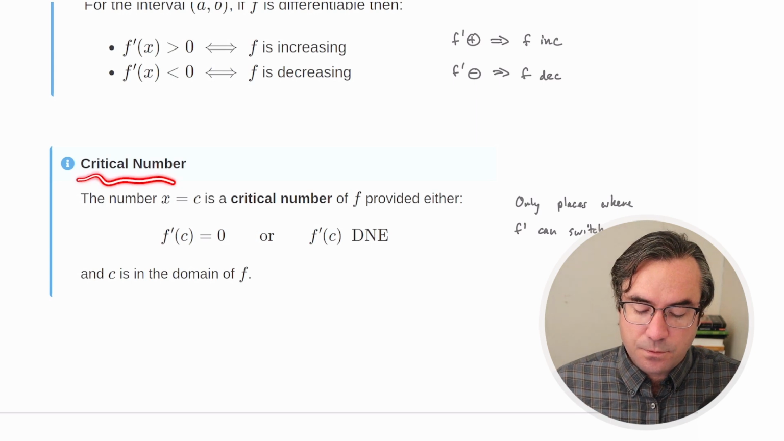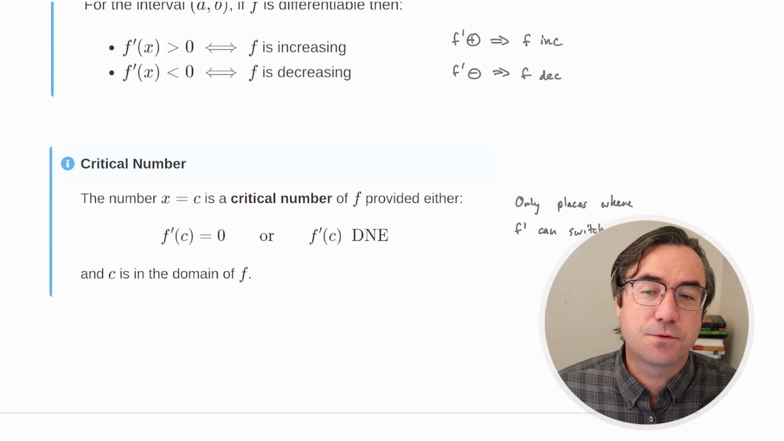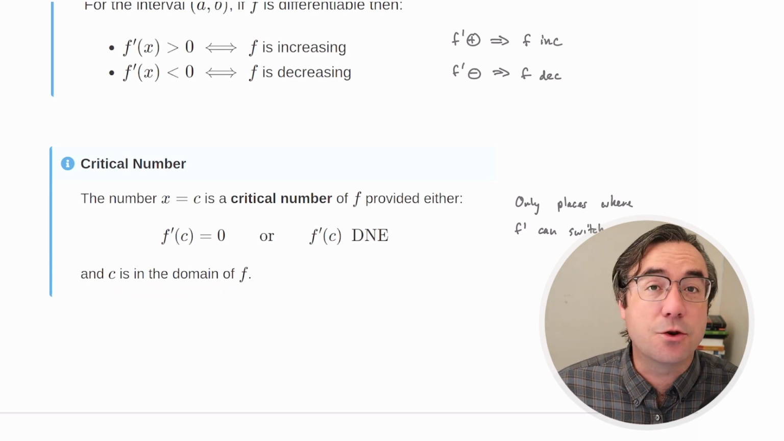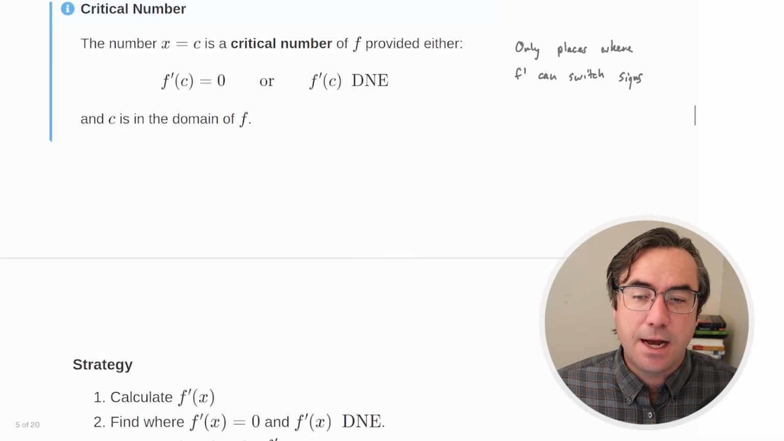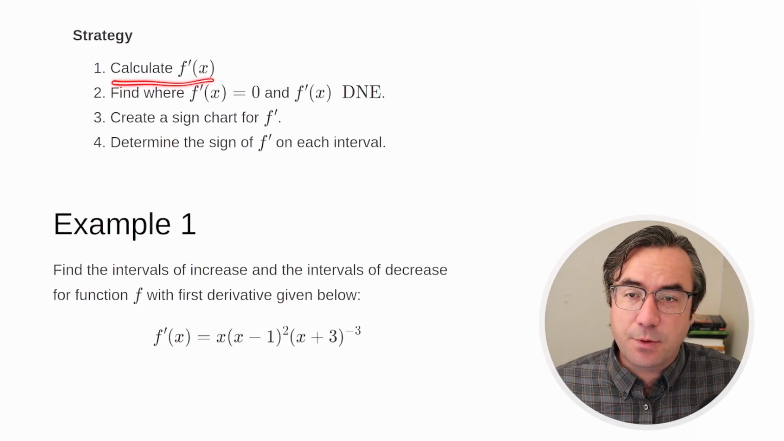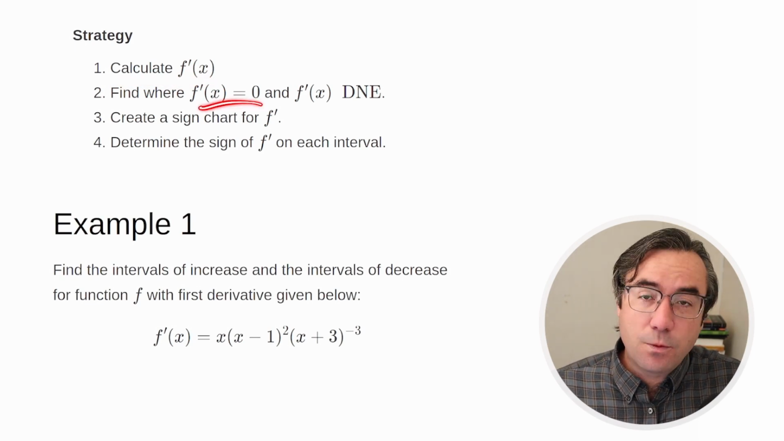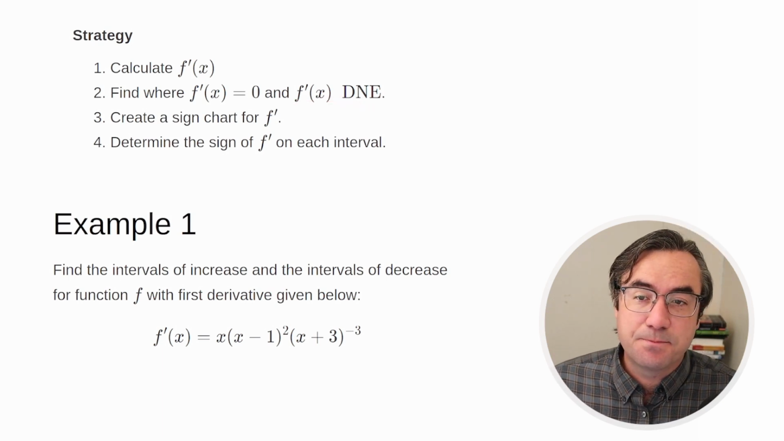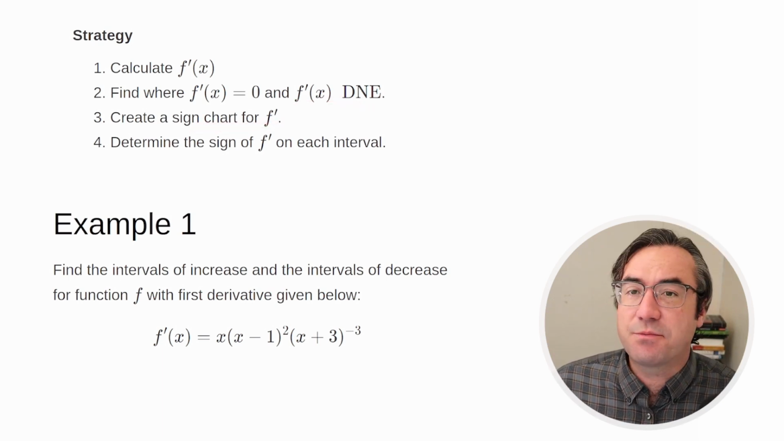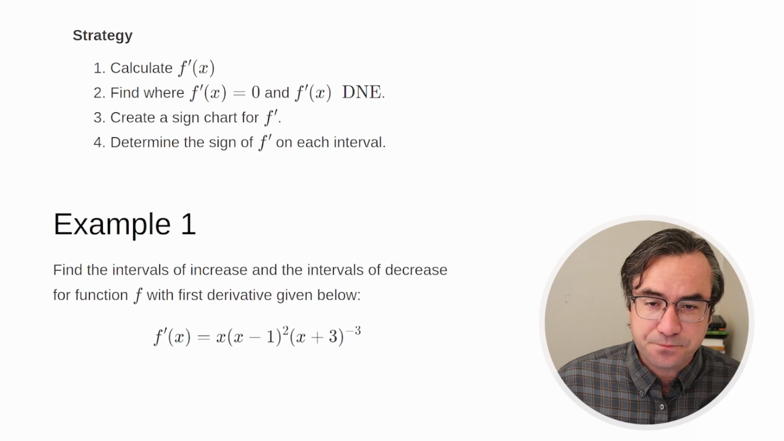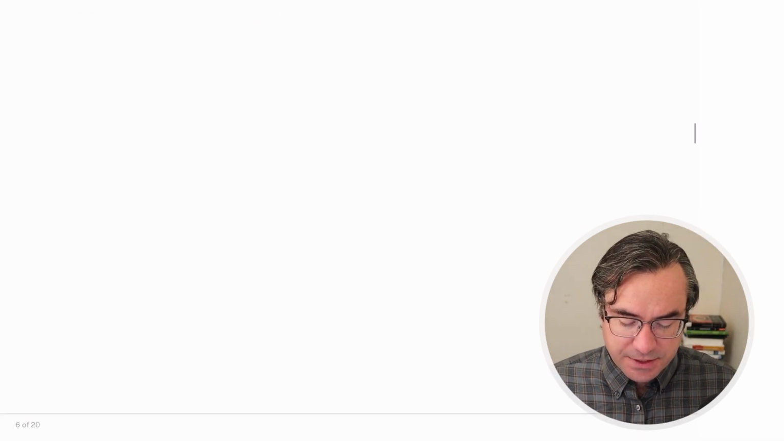And these values are called critical numbers for the original function, with one extra condition here, that they're in the domain of the original function. So our strategy is going to be to calculate f prime, figure out where the derivative is 0, figure out where the derivative does not exist, and then we're going to do a sign chart for f prime, and then ultimately determine the sign of f prime on each interval. So let's jump down to example 2.